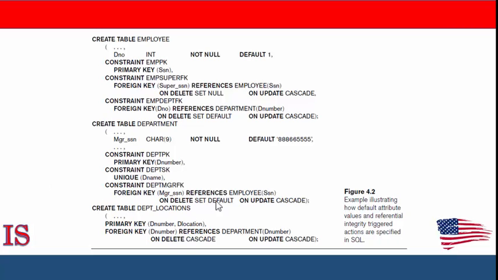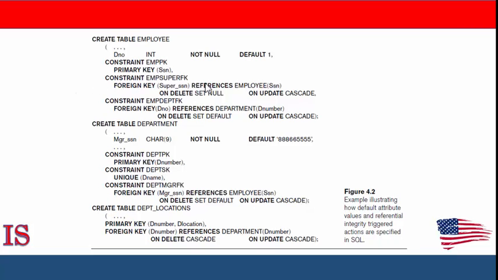Here's another one, and this one is doing the same thing. We have a FOREIGN KEY MANAGER_SSN referencing the EMPLOYEE table SSN, and on delete it says set it to default, so it will put a null value in there. And on update, it will cascade. It will update that same value in all related tables.